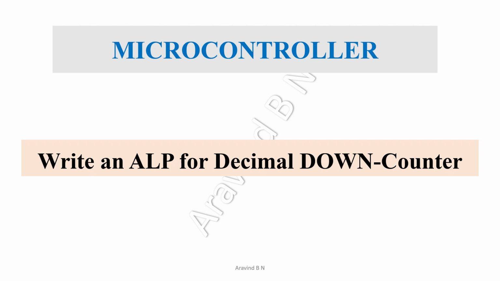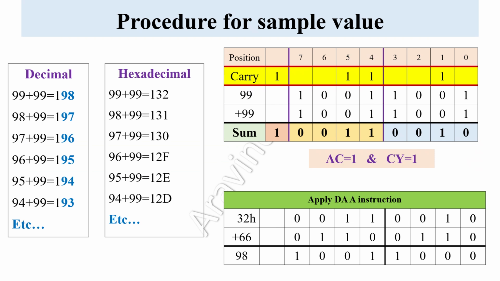Hello friends, in this session let us have a program for this particular question on 8051. Write an ALP for decimal down counter. So first let us understand the concept of decimal down counting in 8051 and how it is going to work with the help of one example also.